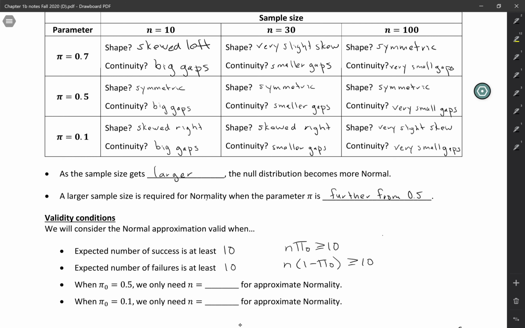So if you think about how this plays out, if the value in your null hypothesis is 0.5, then we only need a sample size of 20 to give us approximate normality, right? Because 20 times 0.5 is 10, so that's big enough. Whereas if the value in your null hypothesis is 0.1, we actually need a sample size of 100 to get to approximate normality. So we have to take both of these things into account.